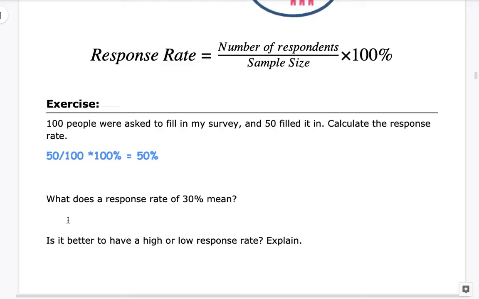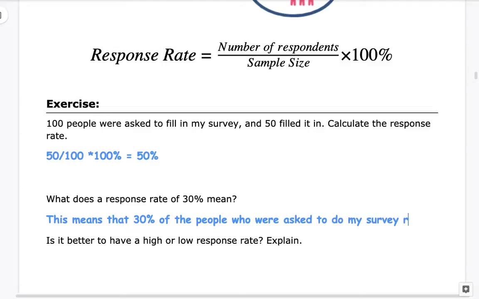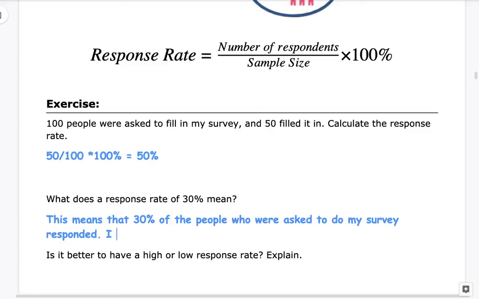So what does a response rate of 30% mean? So this means that 30% of the people who were asked to do my survey responded. So I have information or data about 30% of the people I asked. Okay. Now, is it better to have a high or a low response rate?